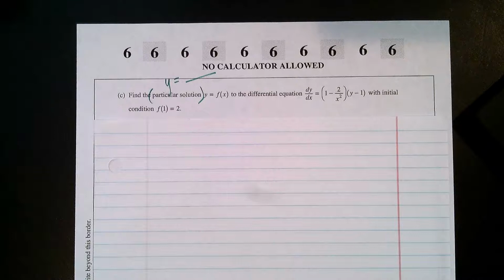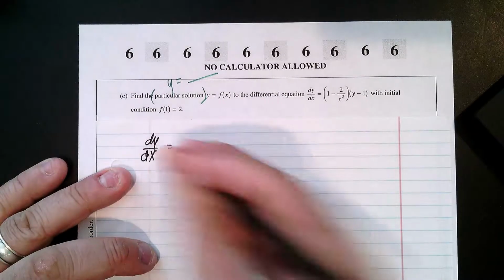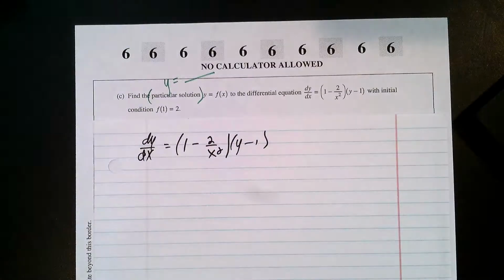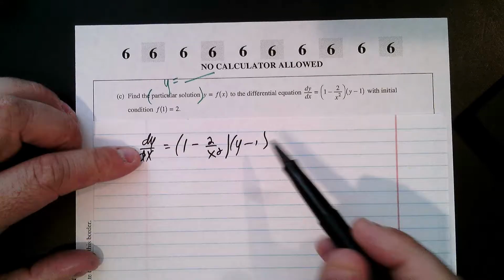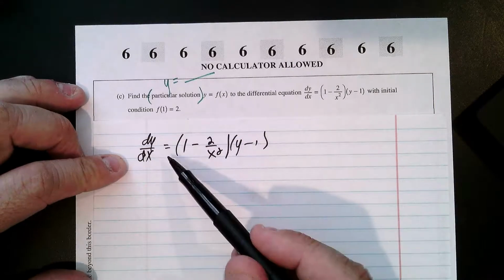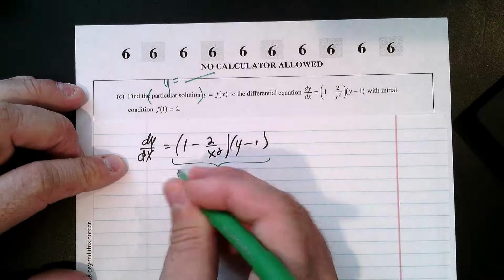Now from here, you're just going to find the slope at all the other 8 points. And I'm going to do these relatively quickly. I don't want to spend a lot of time in the video here. dy/dx at (1, 1): 1 minus 2 times 1 squared, that's negative 1, times 1 minus 1, that's 0. Oh, the derivative at (1, 1) is 0. How do we draw that? I need a tangent line with a slope of 0. I need a horizontal tangent line.